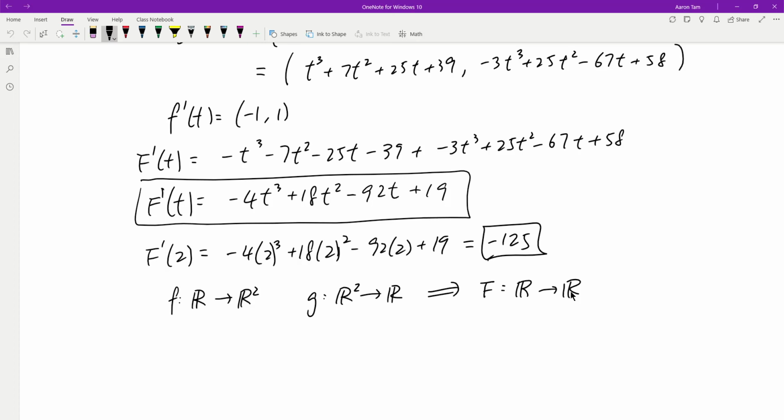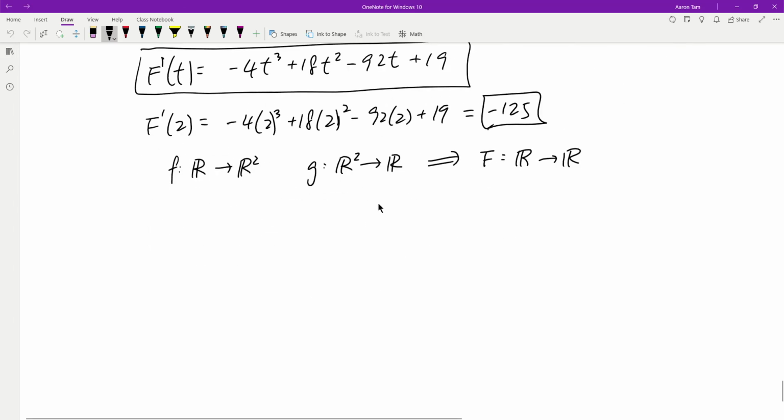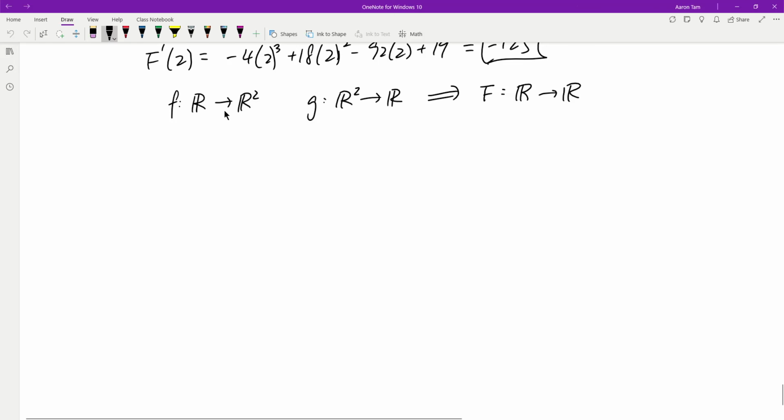But what kind of slope is it? Now, in order to understand what that is, you need to understand what we are actually trying to accomplish when we form a composition. So let's think. In this scenario right here, remember our f represents a curve in R2, while g represents a two-dimensional surface in R3. So take a minute to understand what's going on here.